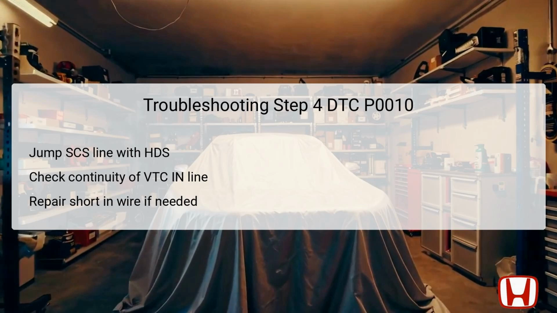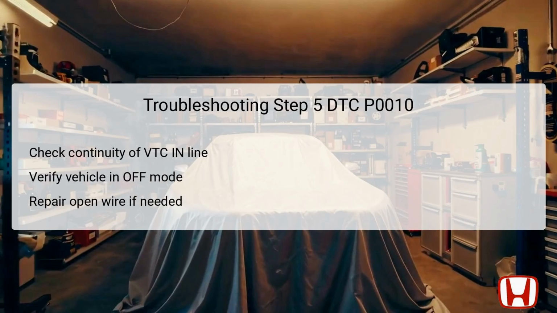Then, measure the continuity between test point 1, which is at the VTC Oil Control Solenoid Valve A connector, pin 1, and test point 2, which is connected to the vehicle's body ground. If continuity is present, it indicates that the VTC in wire is functioning correctly, and attention can then turn towards the next steps. If continuity is not established, it signifies an internal short circuit along the VTC in wire, which requires repair to restore proper functionality and prevent further diagnostic complications.